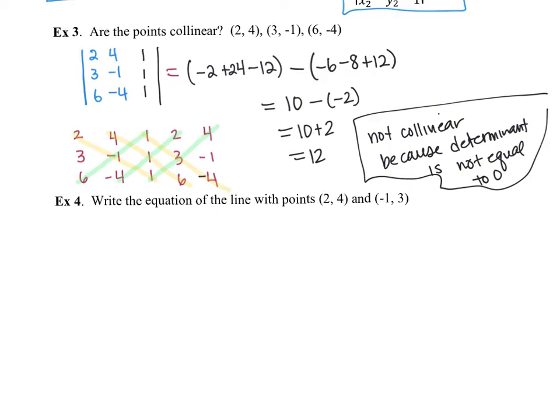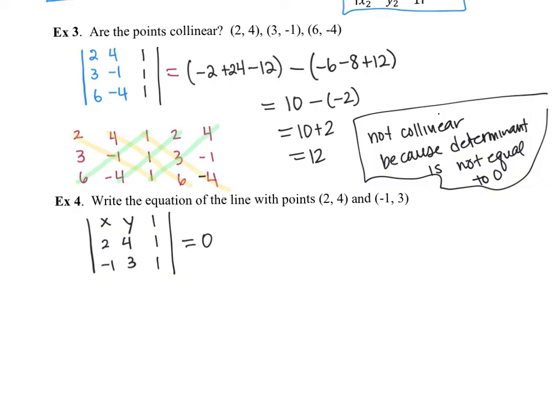Okay, so I'm going to set this up. Because I want my equation to have x and y in it, I am actually going to put x and y in my first row. Although they could be any row, it would be fine. My next point is (2, 4). My next point is (-1, 3). And the third column is 1s. Okay, I'm going to set this equal to 0 and calculate the determinant.